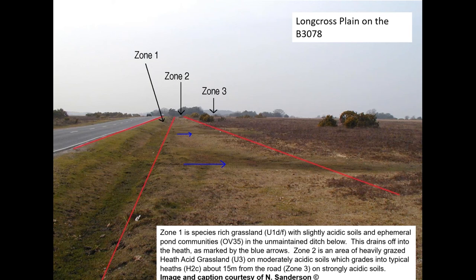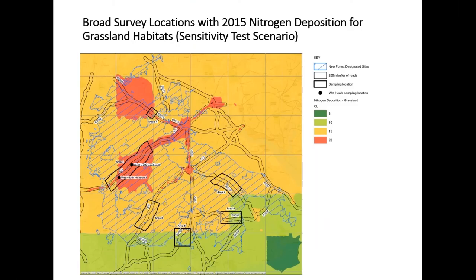So we need to understand it before we decide that it's due to damage and try to do something about it. In the next zone, you get ephemeral pond communities in the wet ditch that drains off, where you can see the runoff where the blue arrows are. The area in the middle is a drier acid grassland, and then you've got the heathland proper in zone three. And variations of this theme occur all through the forest.